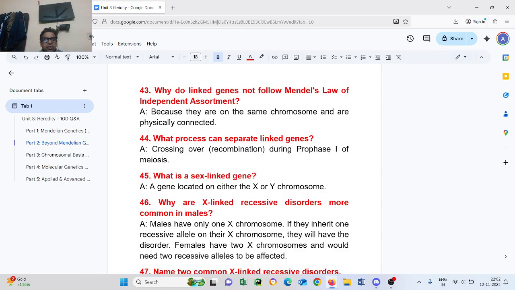Question number 46. Why are X-linked recessive disorders more common in males? Males have only one X chromosome. If they inherit only a recessive allele on their X chromosome, they will have the disorder. Females have two X chromosomes and would need to receive two recessive alleles to be affected.